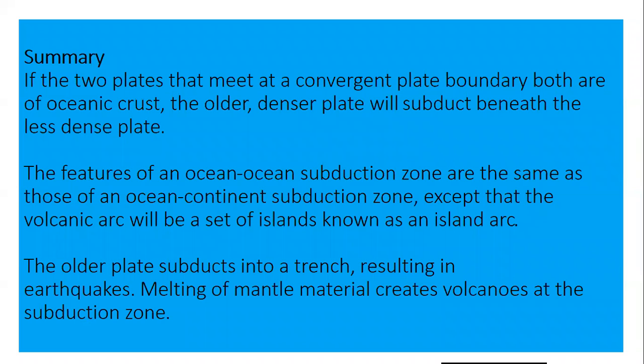In summary, if the two plates that meet at a convergent plate boundary both are oceanic crust, the older, denser plate will subduct beneath the less dense plate. The features of an ocean-ocean subduction zone are the same as those of an ocean-continent subduction zone, except that the volcanic arc will be a set of islands known as an island arc. The older plate subducts into a trench, resulting in earthquakes. Melting of mantle material creates volcanoes at the subduction zone.